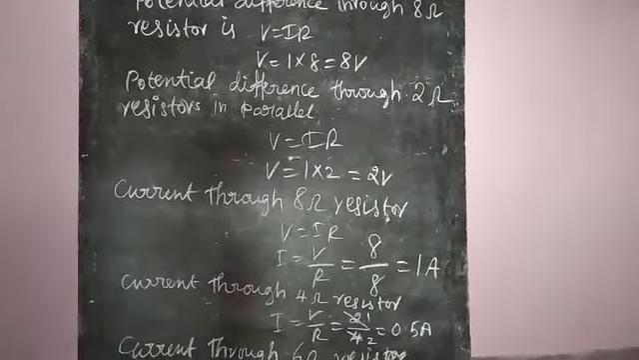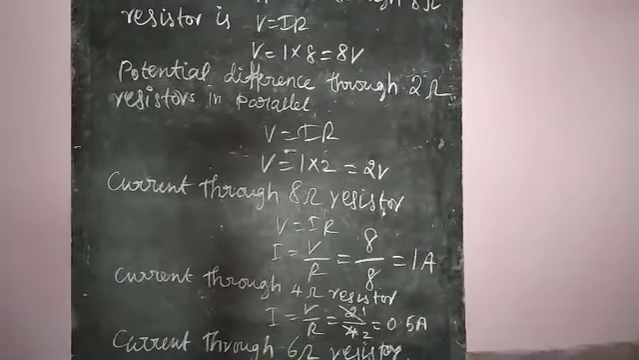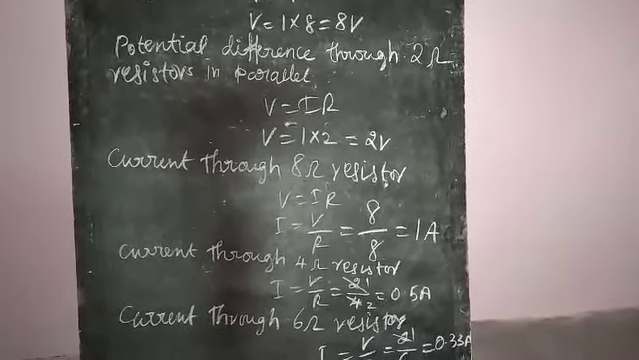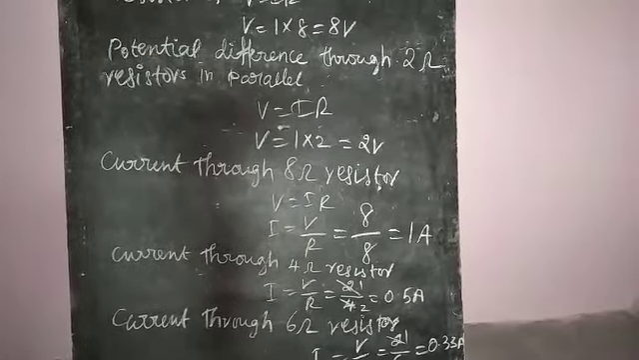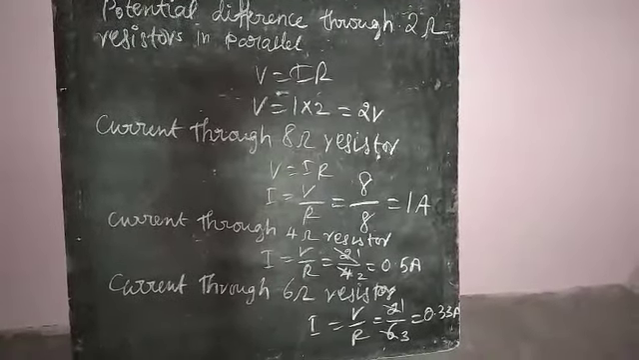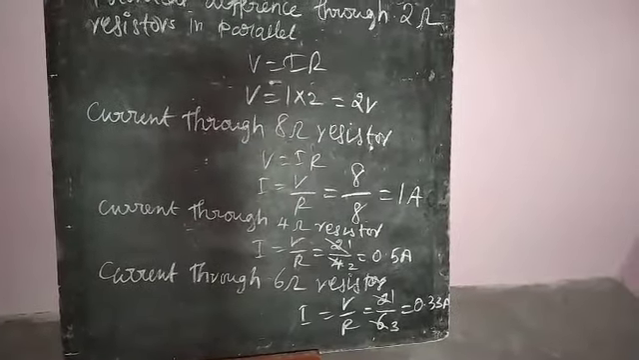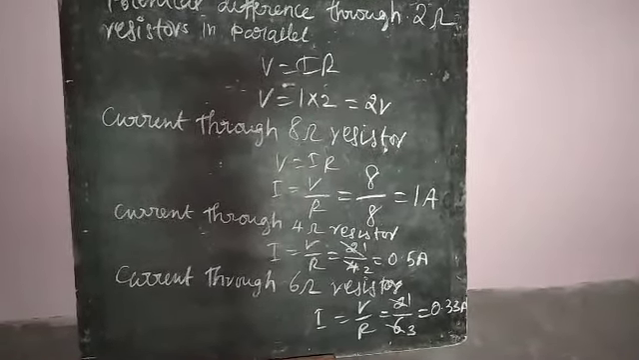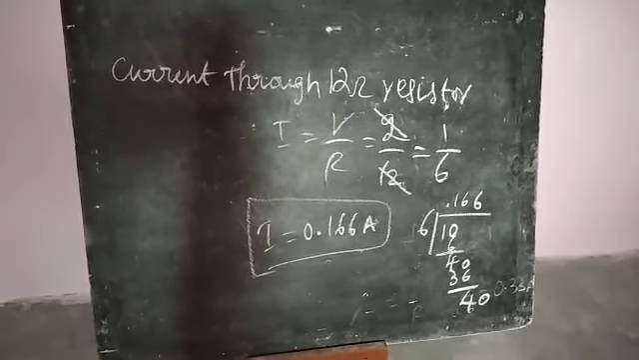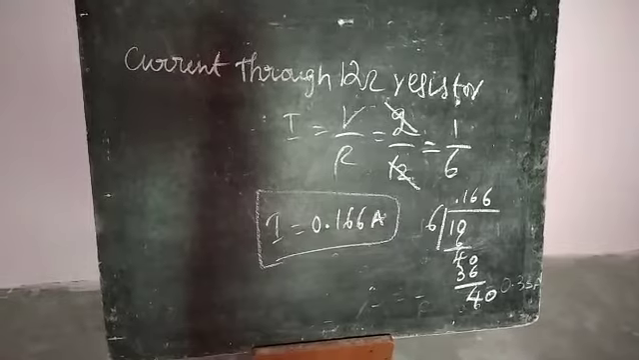Current through the 8 ohm resistor: V equal to IR, I equal to V by R. V 8 volt, resistance R 8 ohm, so 1 ampere. Current through the 4 ohm resistor: I equal to V by R. V 2 volt, resistance 4 ohm, 1 by 2, 0.5 ampere. Current through the 6 ohm resistor: I equal to V by R. V 2 volt, resistance 6 ohm. Cancel 2 tables, 1 by 3 equal to 0.33 ampere. Current through the 12 ohm resistor: I equal to V by R. V 2 volt, resistance 12 ohm, 1 by 6. So I equal to 0.166 ampere.